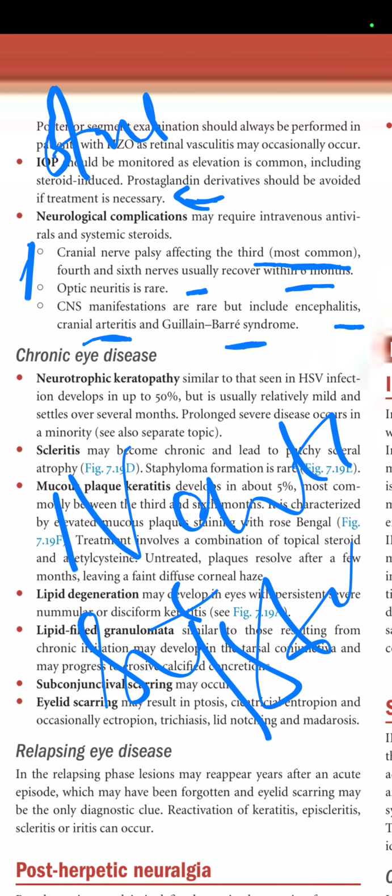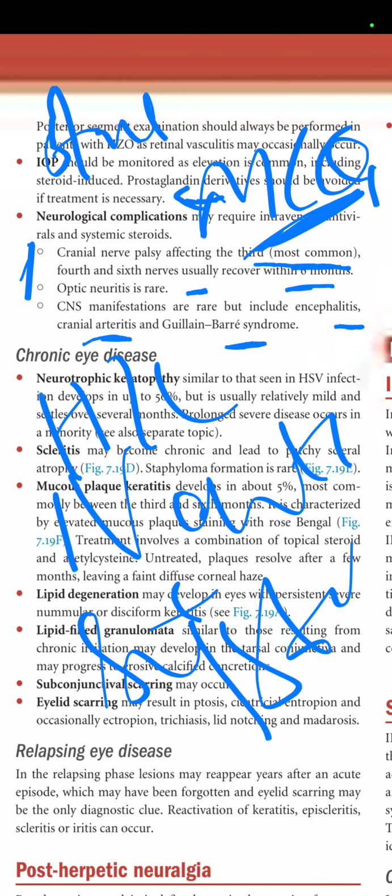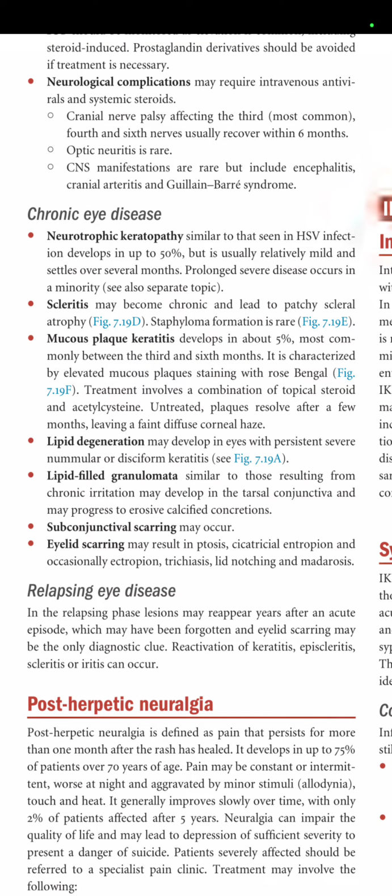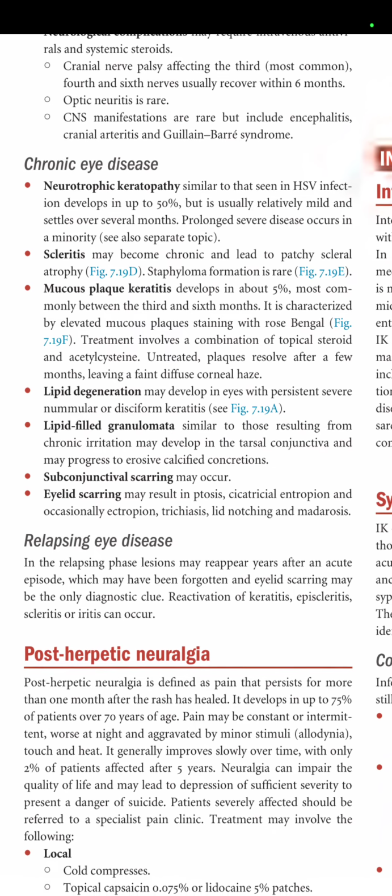So most common, it is a very important MCQ as well. What is the most common nerve that is involved in herpes zoster virus? It is the third cranial nerve. Now, what are the chronic eye problems associated with herpes zoster virus?